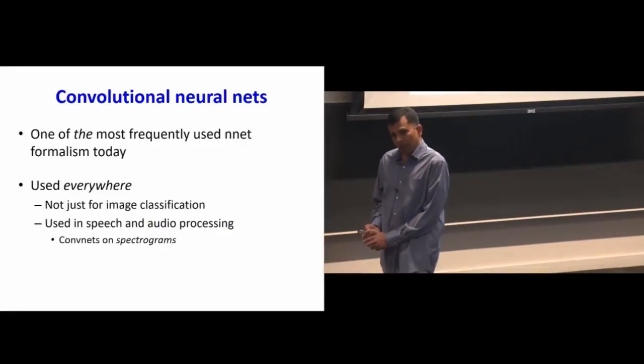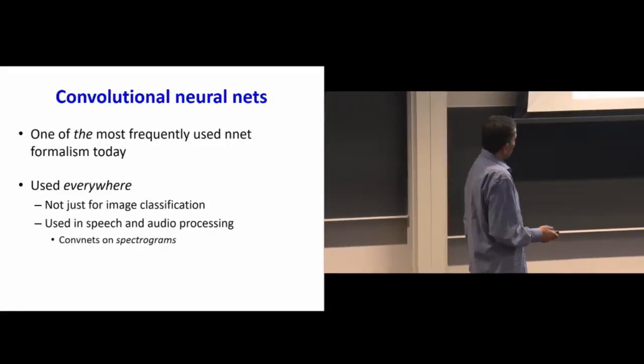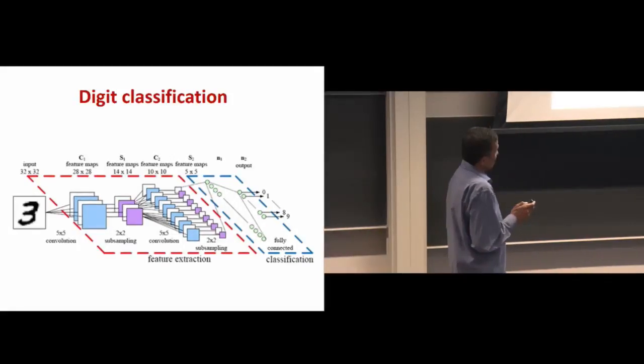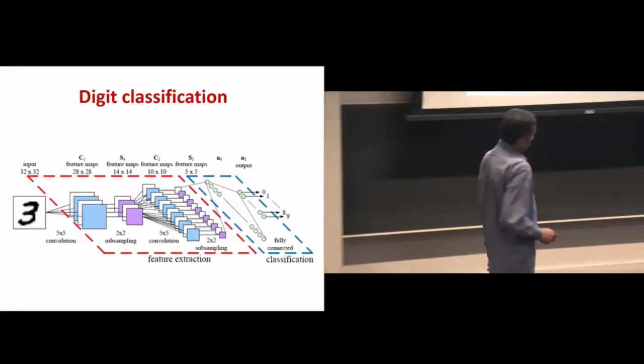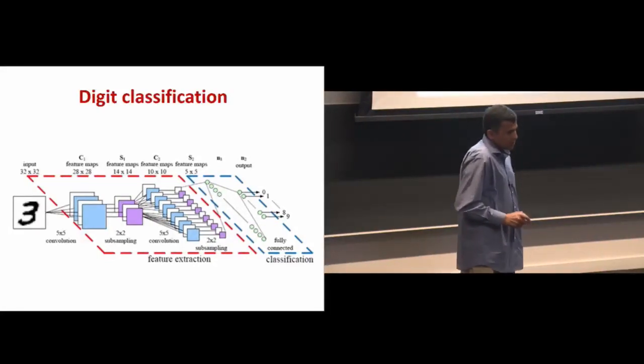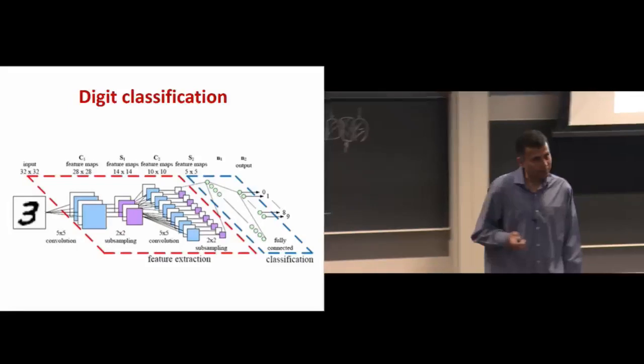So convnets are currently probably the most frequently used formalism in computer vision and speech, and in many cases even language. So these things are well worth learning about. They're used pretty much everywhere, right? Let's look at some typical examples of successes. We saw this for digit recognition. This was Yann LeCun's original LeNet back in 1990.